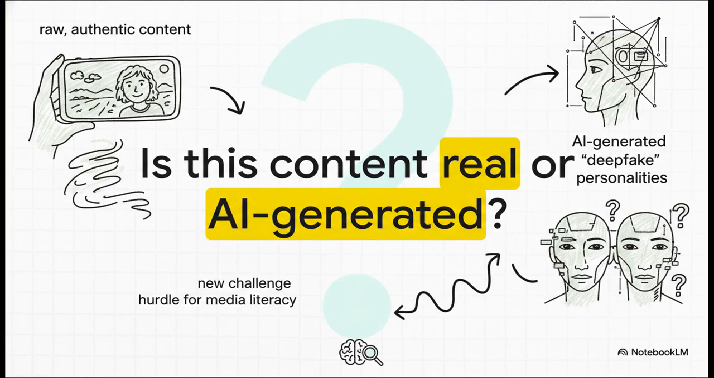And the final trend, this one's a really new twist on media literacy. So a lot of students are looking for more raw, authentic content instead of those super polished influencers. But at the same time, AI-generated deep-fake personalities are getting so convincing that it's almost impossible to tell what's real and what's fake. This is a brand new hurdle for, well, all of us.